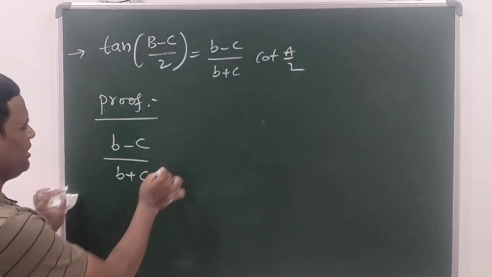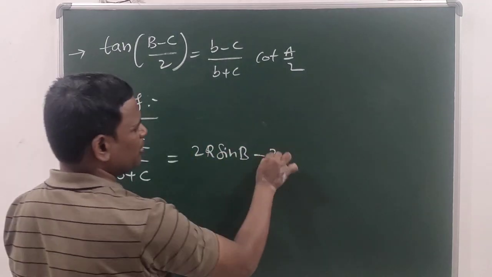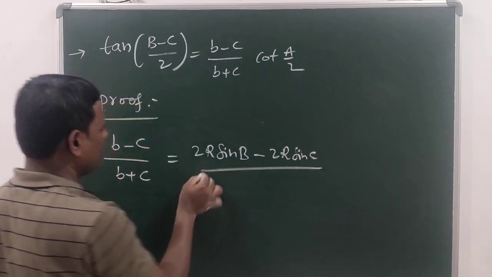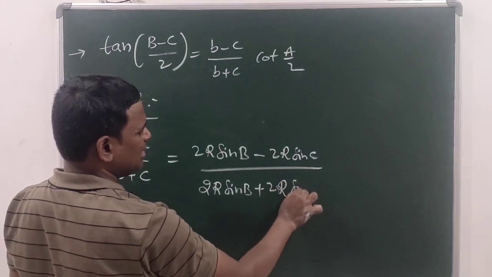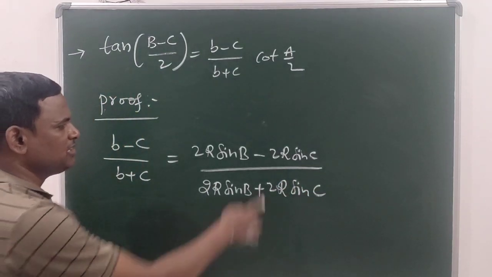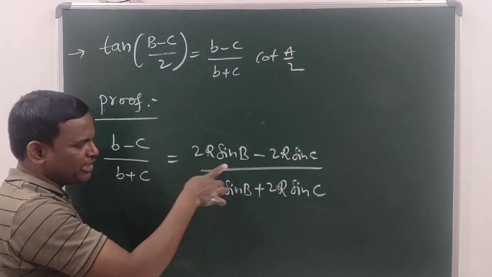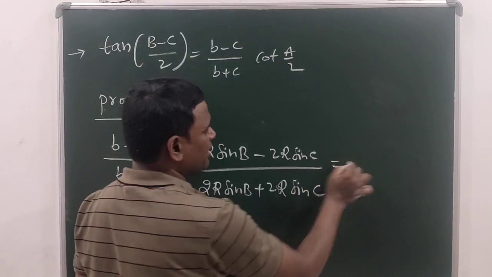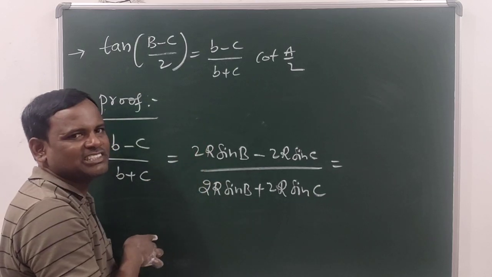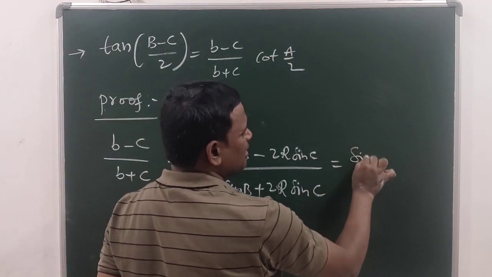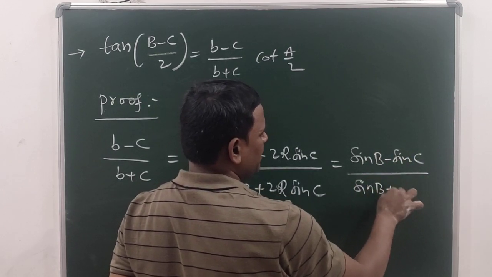Now b is equal to 2R sin B, and c is equal to 2R sin C, whole by 2R sin B plus 2R sin C. Now let us take 2R common from the numerator and 2R common from the denominator, so that you can cancel. After cancelling 2R from numerator and denominator, what is left here? Sin B minus sin C whole by sin B plus sin C.